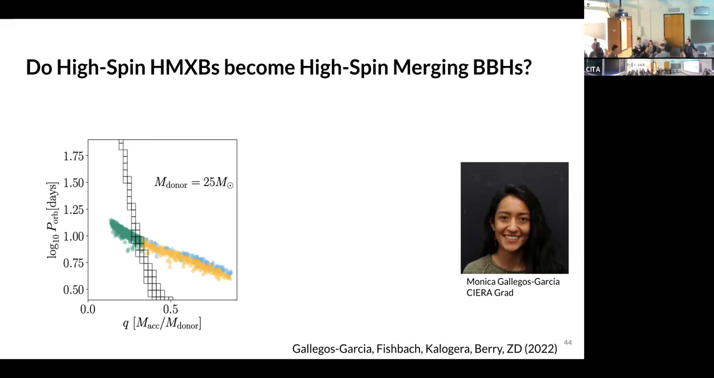Well, it sounds like you guys should get together and reach an agreement on this. Yeah, I mean, those are the two kinds of effects, like the natal kicks and the supernova, which we don't understand.